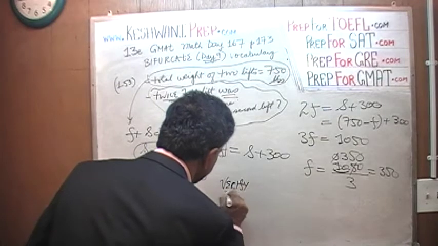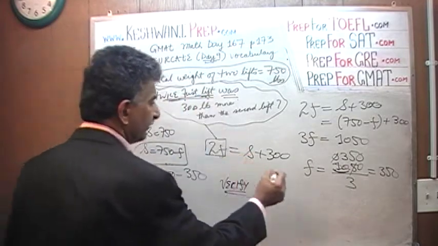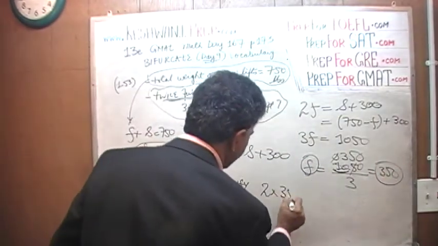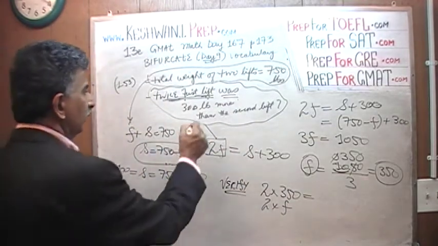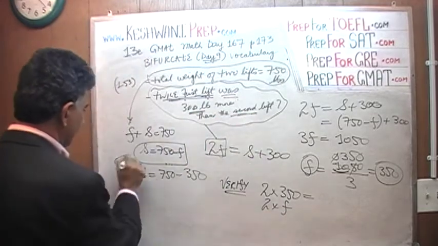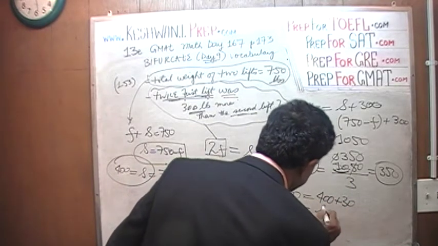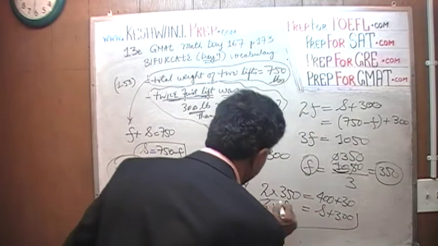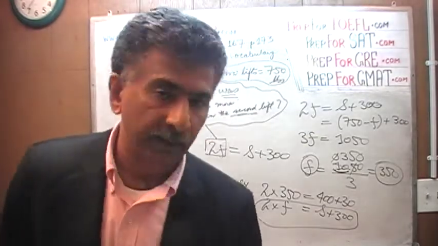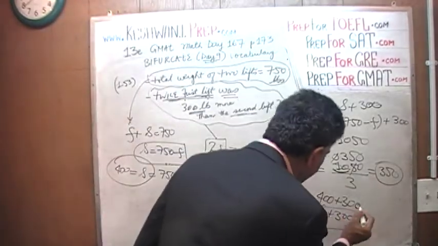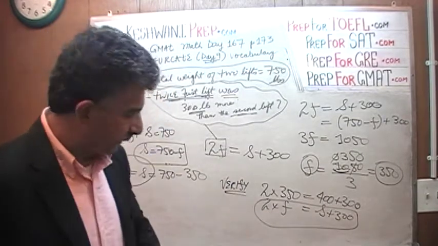Let's verify. It tells us that twice the first lift, the first lift we just found is 350, 2 times the first lift, 2 times F, we are told, has to equal 300 more than the second lift. Second lift we just found out is 400, and if you add 300 to it, it should work. And it does work. And fortunately for us, it does work, because 300 plus 400 is 700. 700 happens to be exactly equal to 2 times 350. There you go.